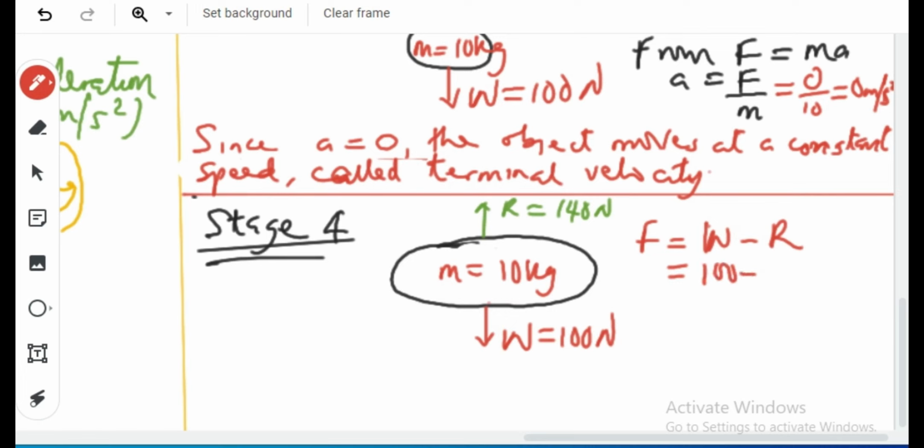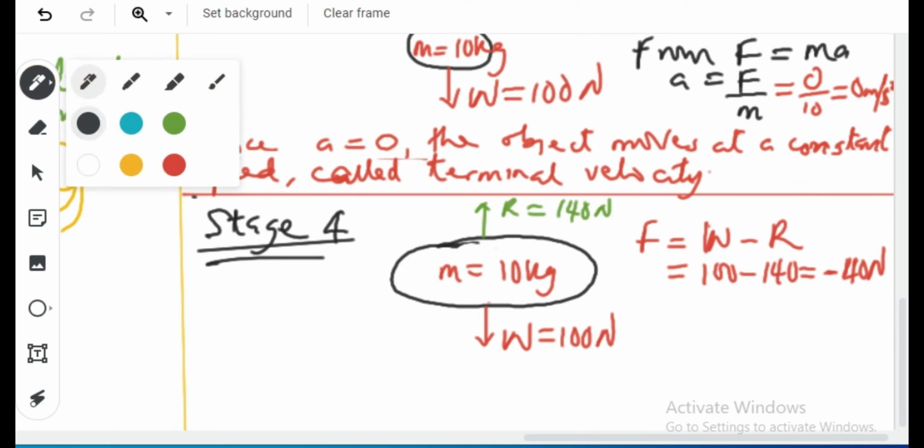100 minus 140 gives us minus 40 Newton. The thing keeps decreasing and decreasing. Now what is minus 40 Newton? Let's get the resultant force.